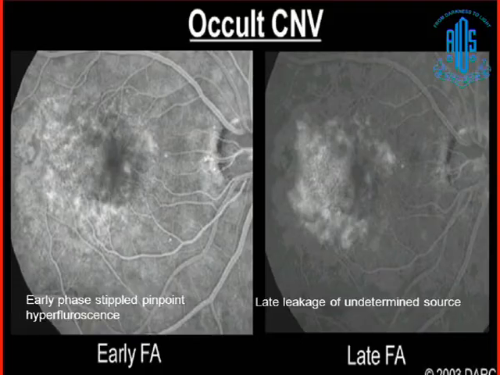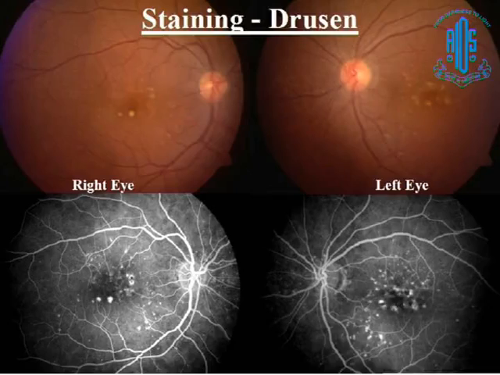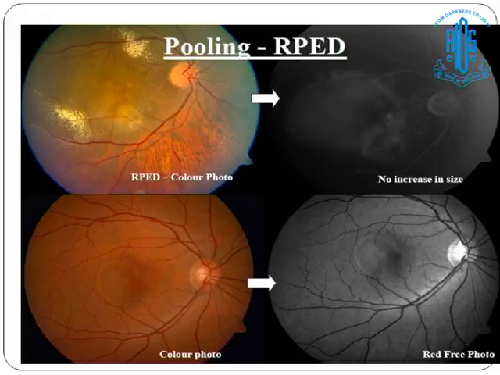In occult CNVM, in the early phase, there may be stippled pinpoint hyperfluorescence or late leakage of undetermined source. In staining, if there is presence of only Drusen, then there will be only staining. In pooling due to the RPED, there will be hyperfluorescence, only the intensity will increase, but no increase in size.